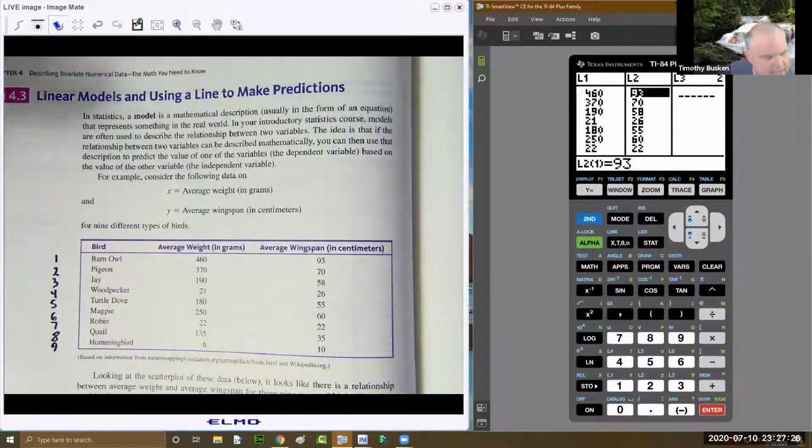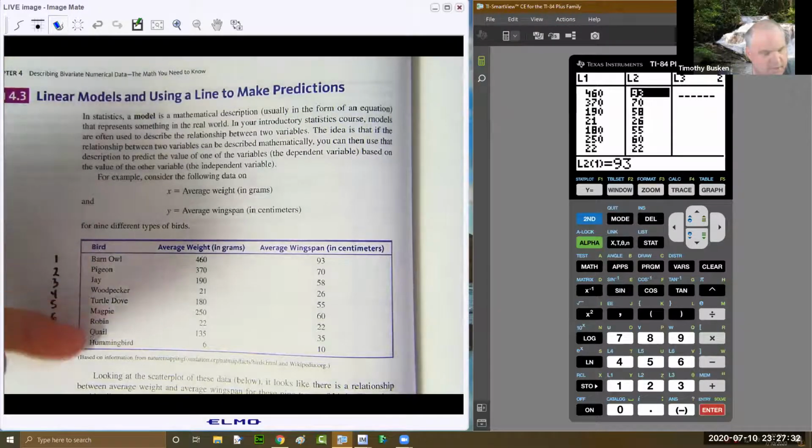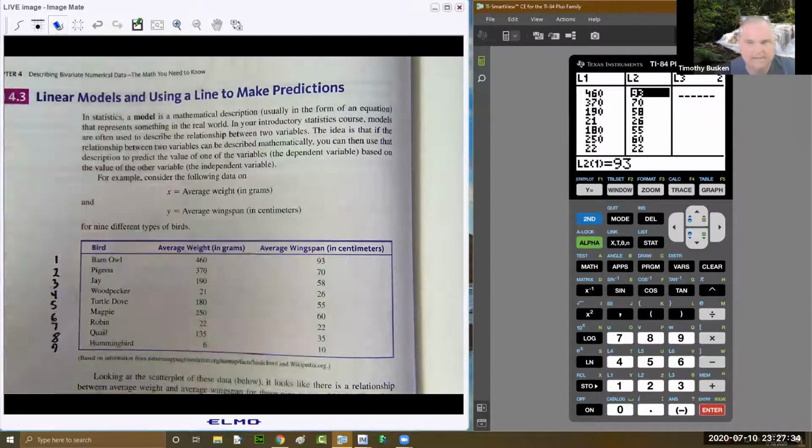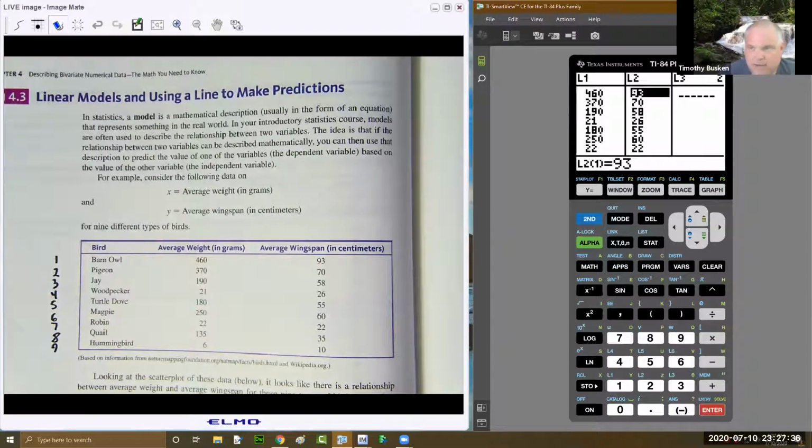And what is the X and Y variable here? Well, it looks like the data observations come from birds, and X is the average weight in grams of the bird, and Y is equal to the average wingspan in centimeters for the 9 types of birds. So I've got the data entered into my calculator's list environment over here.